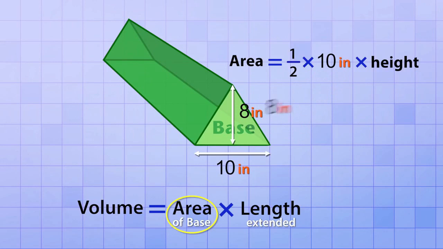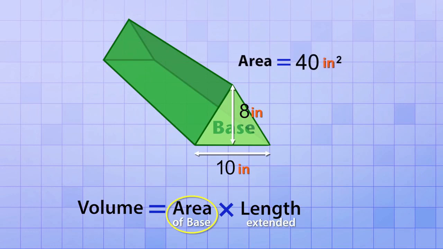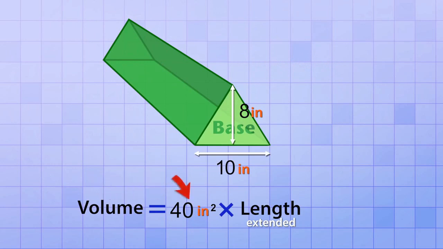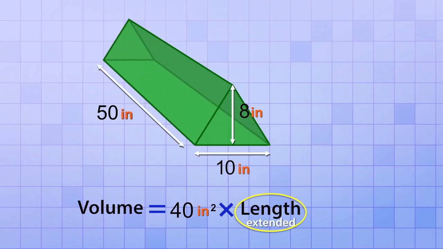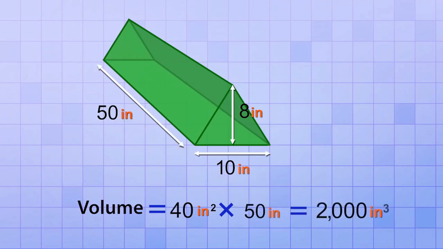So 1/2 the base times the height would be 1/2 of 10 times 8. 10 times 8 is 80, and 1/2 of 80 is 40, so the area of the triangle is 40 inches squared. Now all we have to do to find the volume is to multiply that area by the length that it was extended. We're told that the length is 50 inches, so we multiply 40 inches squared by 50 inches and we get 2,000 inches cubed. That's the volume of this prism.